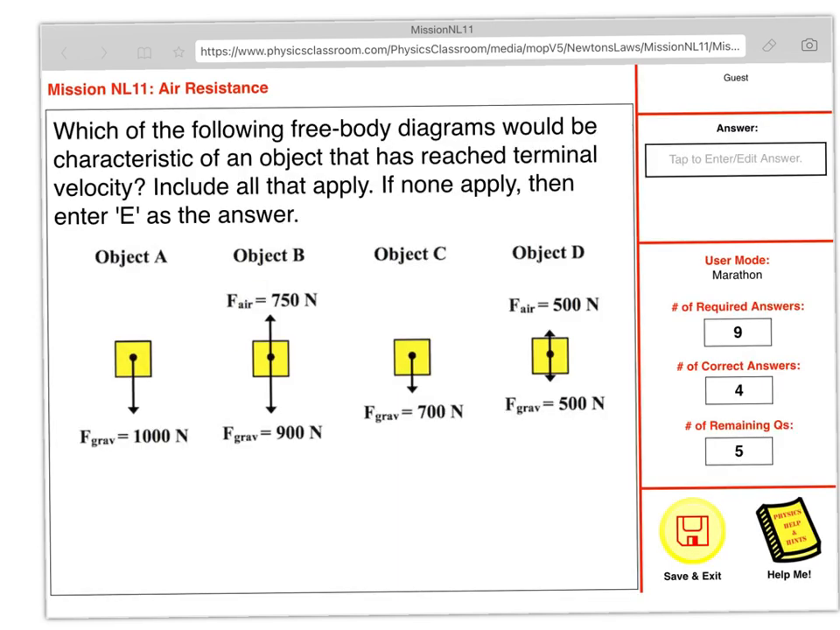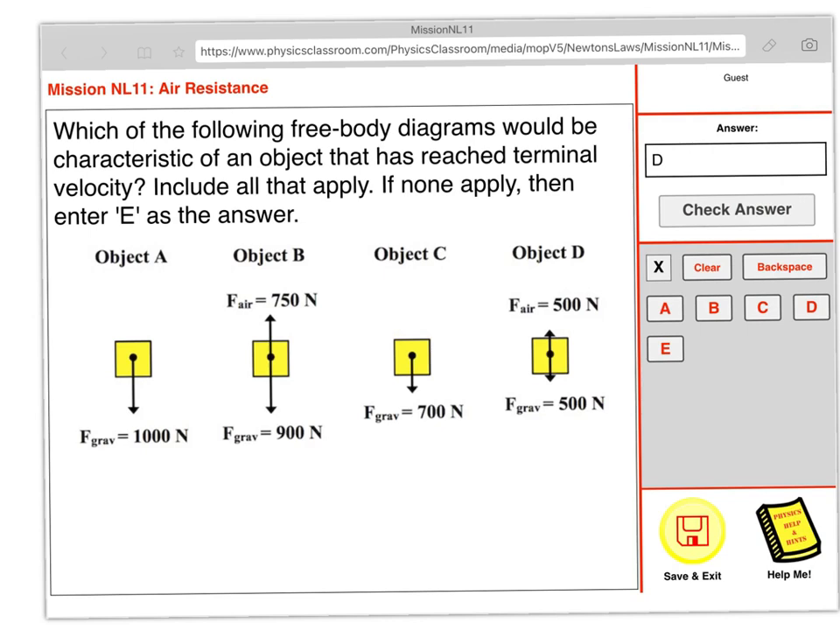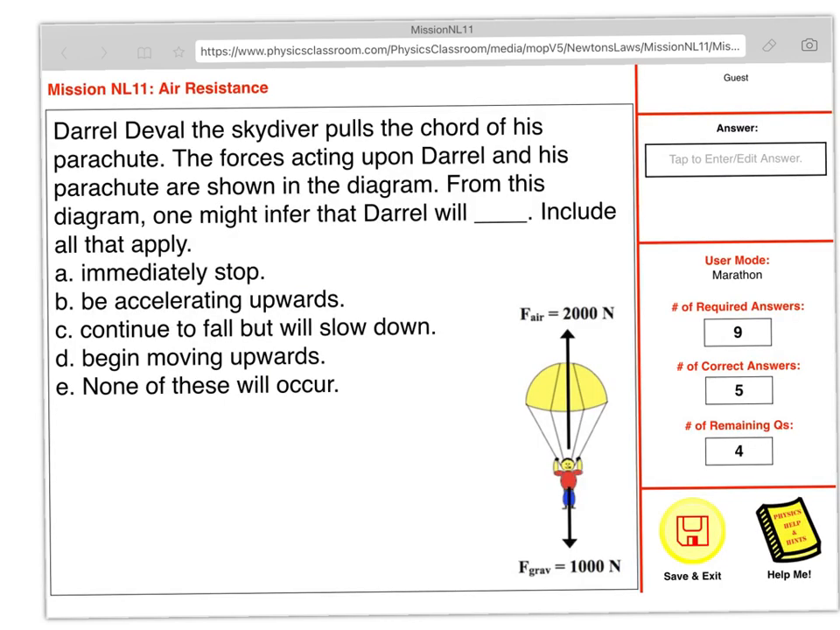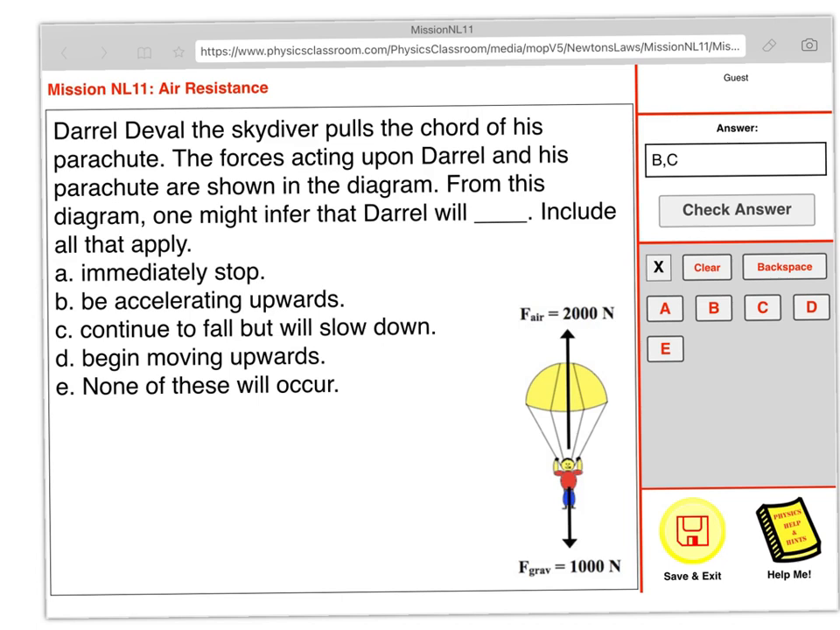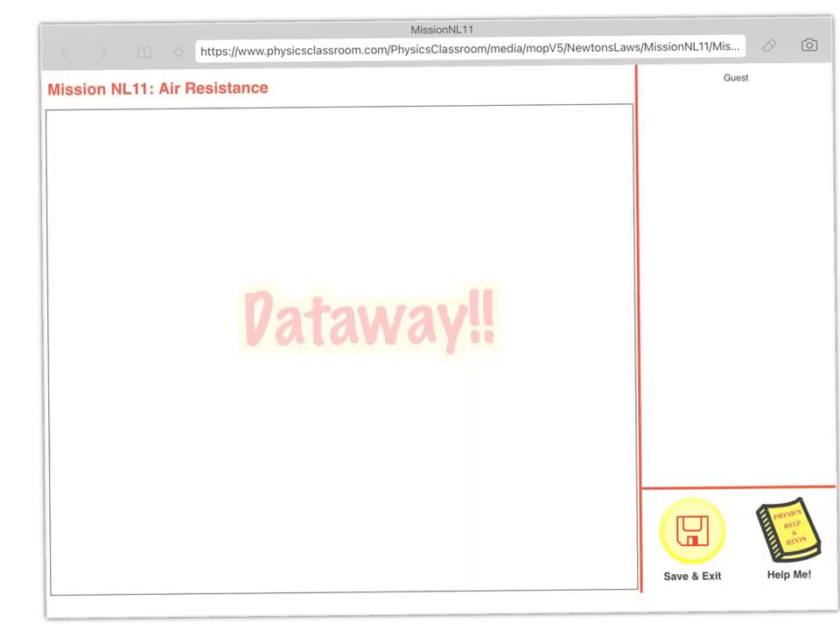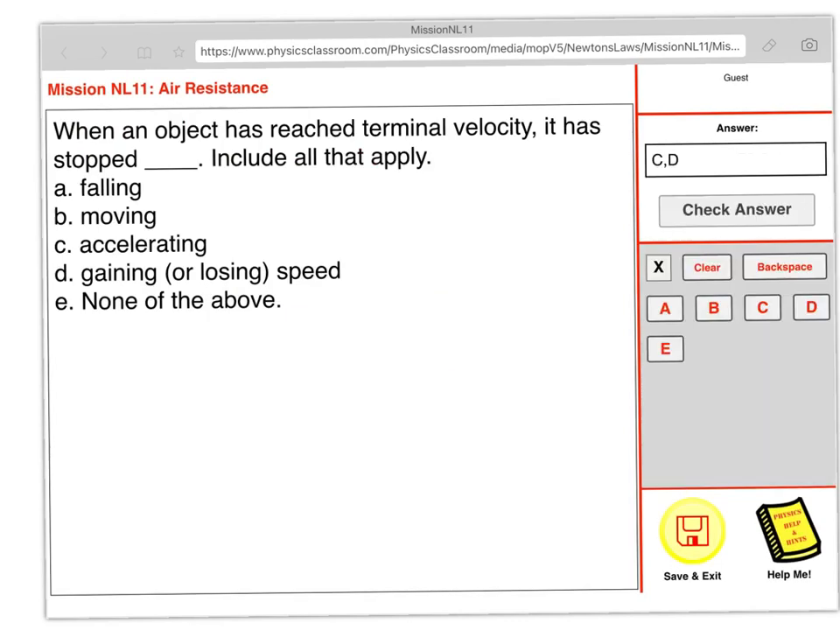So terminal velocity means no acceleration, and that has to mean that the net force is 0. So the only one that works here is object D. Oh, here's the one that I messed up on. So anyway, it's accelerating up because the net force is up, and it continues to fall but slows down. An object in terminal velocity is no longer accelerating and its speed is not changing, so that's C and D.